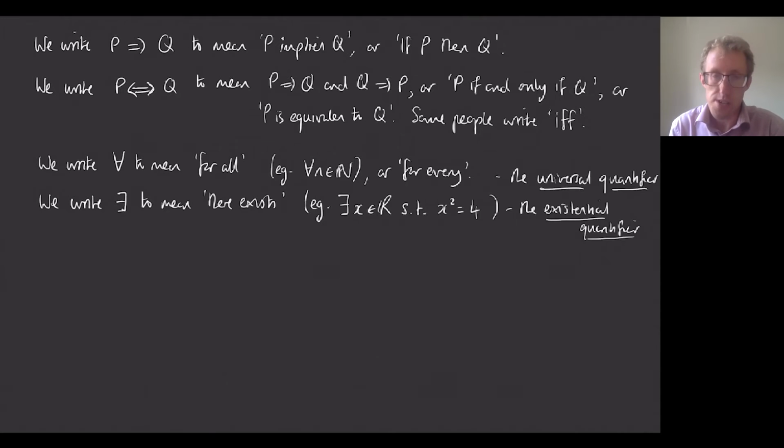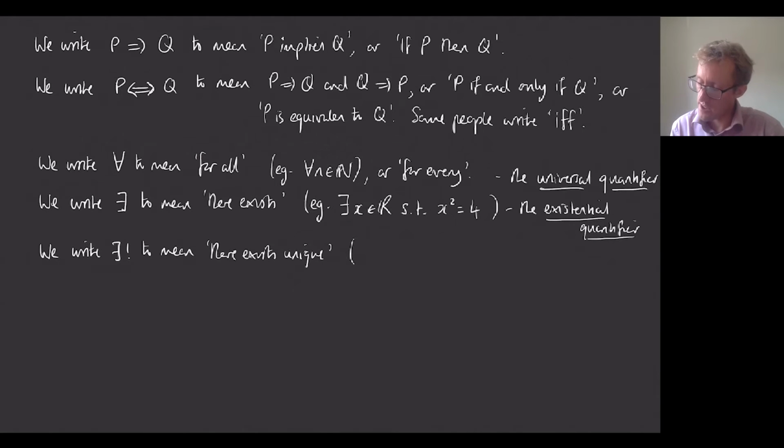There's one variant on these which I don't tend to use, but you will see, and that is if we write there exists exclamation mark, that means that there exists a unique element that has this property. So for instance, we couldn't have said that in the example I just gave, but we could say there exists a unique x in the real numbers such that x squared is equal to 0.